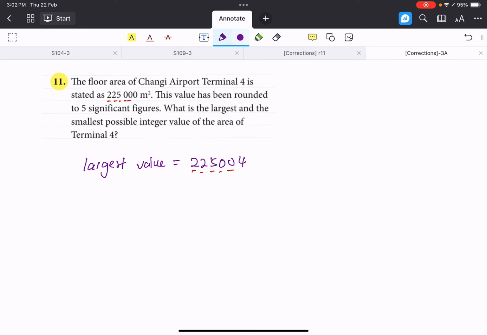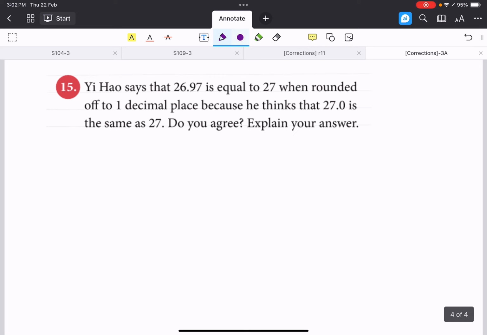Now the lowest or the smallest possible value works like this. This time round, we are going to put 22, but instead of 500, I'm going to put 499, because I know it's going to get rounded up. And how do we get it to round up? We add a 5. So that's the solution for question 11. I believe there's one more question I ask you to try.